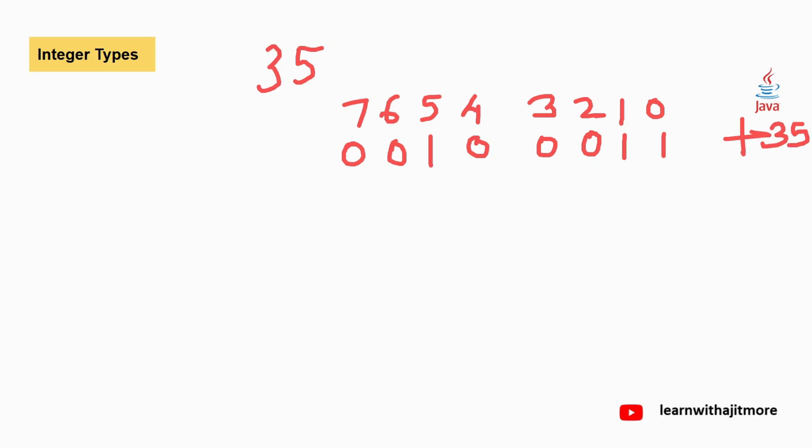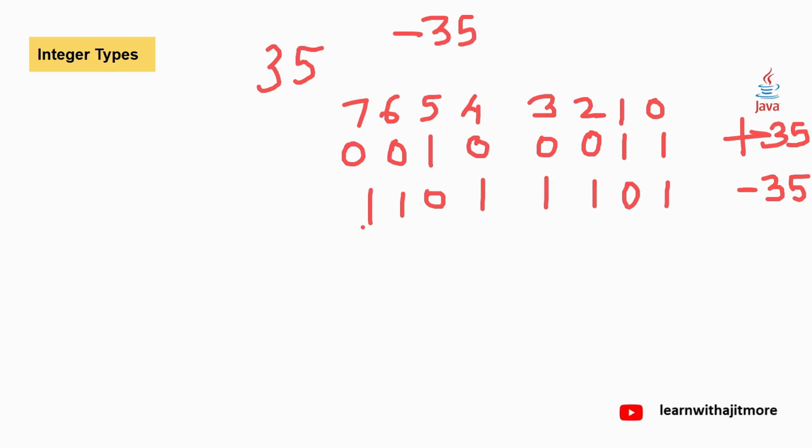But now if someone tells you to represent minus 35, what you have to do is take the binary of plus 35 and take its 2's complement. From LSB till I get the first one, I'll keep it as it is. After that, I have to complement: 0, 1, 1, 1, 0, 1, 1. This is binary of minus 35. Remember, this is binary of plus 35 and this is binary of minus 35.